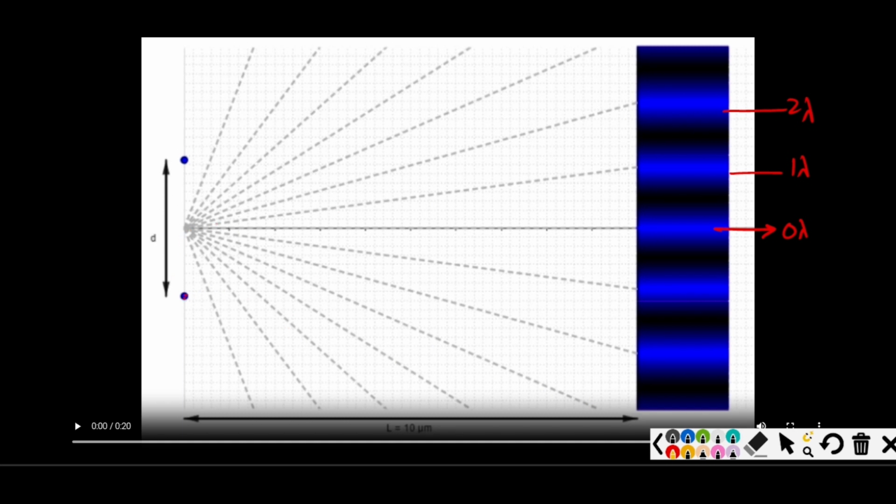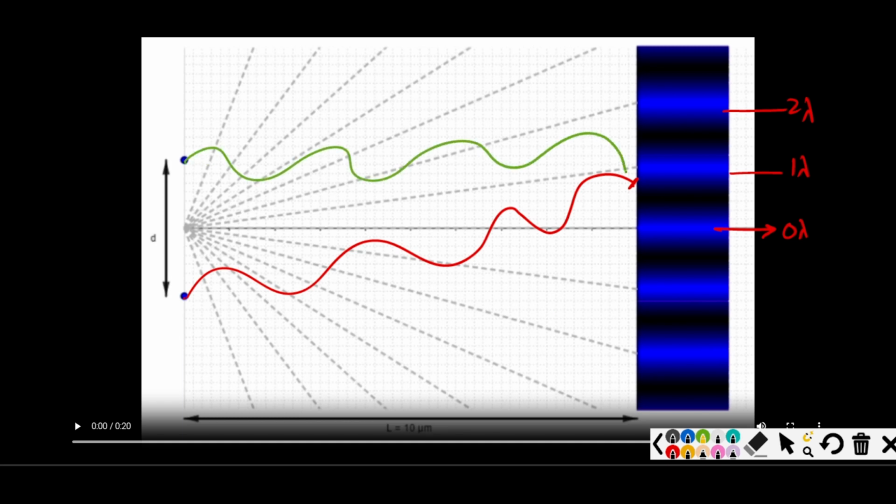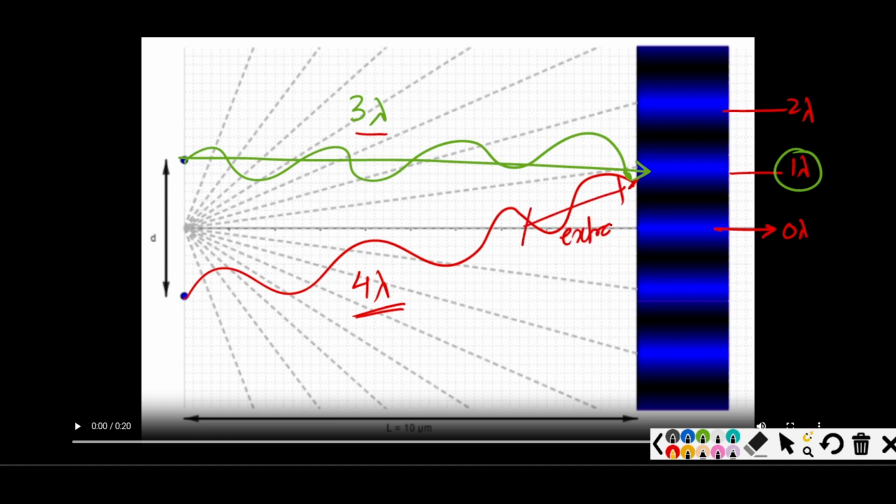From this source, let's say that we are getting a crest at this point. From the second source, when it moves, we will also get a crest. But the difference of path is 1 lambda, which means that this wave, for the sake of example, may have covered 3 complete wavelengths to come there, and the other source may have completed 4 wavelengths to come there. So the difference between them is 1 complete wave.